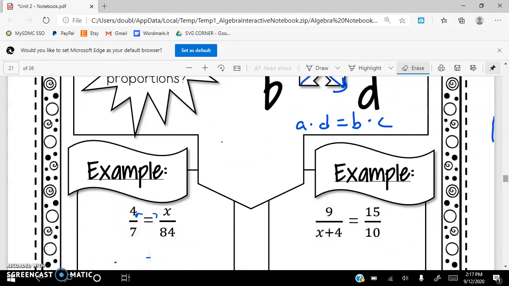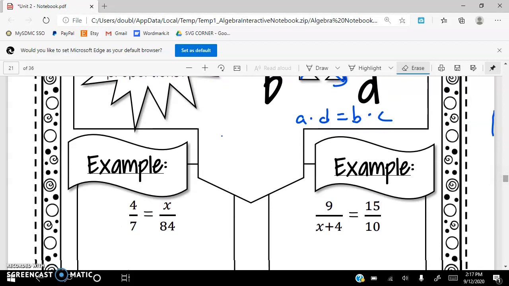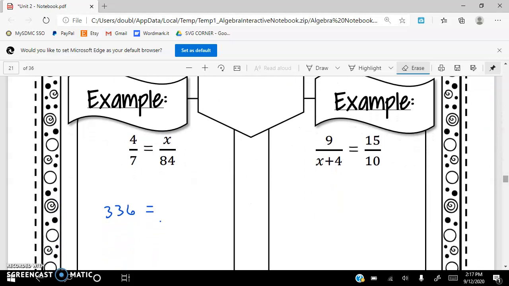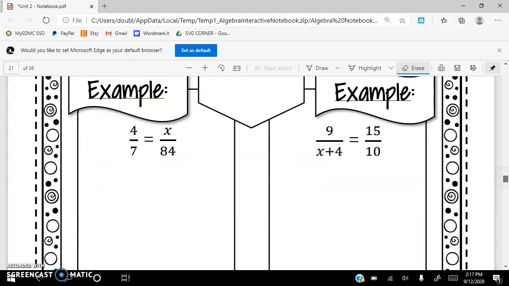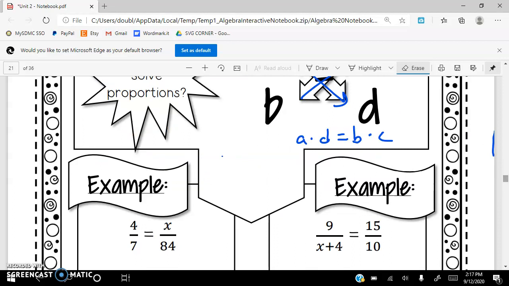So when you cross multiply, let me make sure I have all this erased first. The reason it's up there is I recorded this video already and it quit on me, so I didn't erase everything I thought I did.